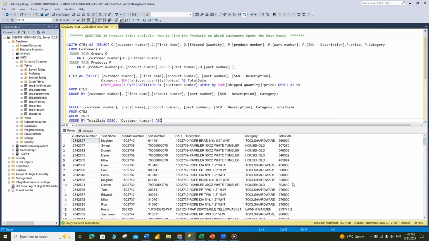To sum up, we successfully identified the top spending products for each customer by joining our three tables, calculating sales, ranking products, and filtering for the highest spend. This type of analysis is powerful for customer insights, sales forecasting, and strategic decision-making.